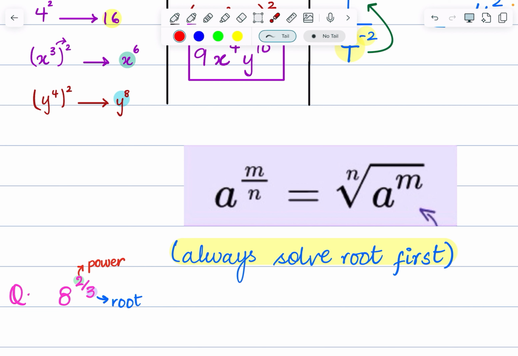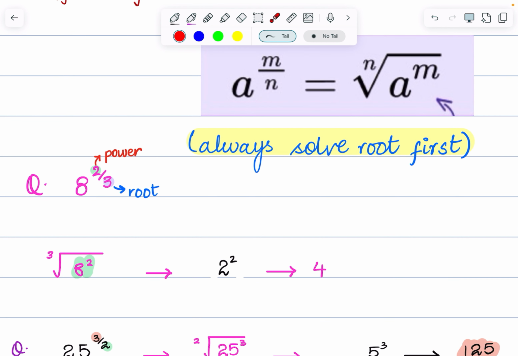But there's a simple rule, and the reason I have this rule is basically because I'll show you. Once I put it in root and power form, it will become cube root of 8 squared, because 2 will become the power and 3 will become the root. Clear?